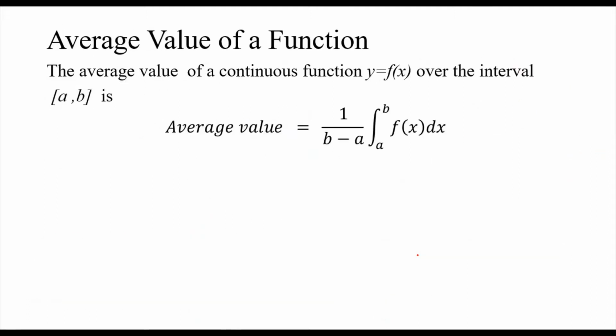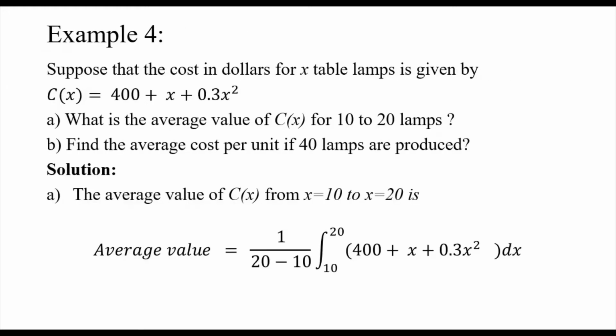The second objective is to find the average value of a function. Here is the definition. The average value of a continuous function y equals f of x over the interval ab is given by 1 over b minus a, the integral from a to b of the function f of x dx. Let's look at some application of that. So here is the example.